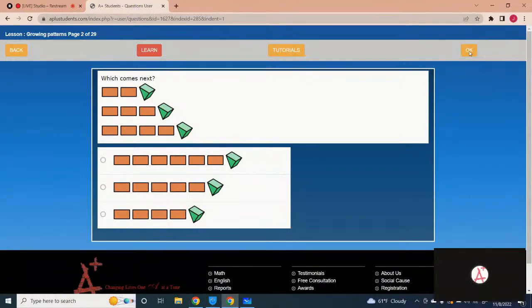Okay, which comes next? Two of the rectangles and a triangular shape, three of the rectangles in a triangular shape, four of the rectangles in a triangular shape. Now for the next one, you have five of the rectangles in a rectangular shape. Got it? So which option is the correct one? Option one, two, or three? It would be option number two. So just select the correct option and then click on the OK button.